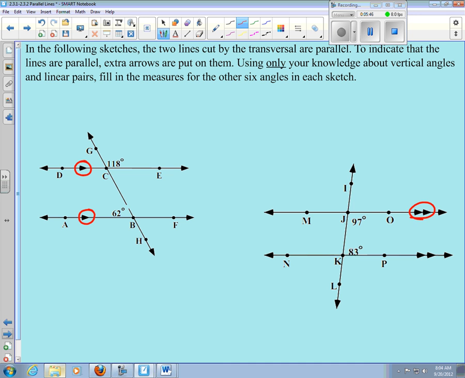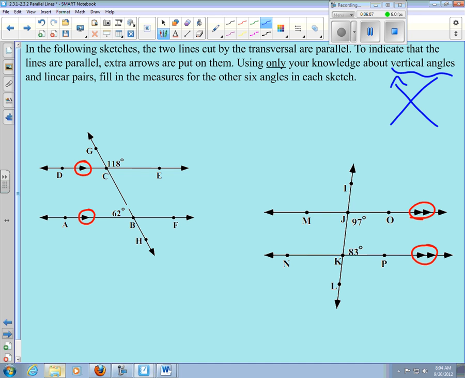And if we look here, these double arrows are representing that those lines are parallel. And they're double because they are a different set of parallel lines. So using only your knowledge about vertical angles and linear pairs, fill in the measures for the other 6 angles in the sketch. So let's talk about vertical angles first.